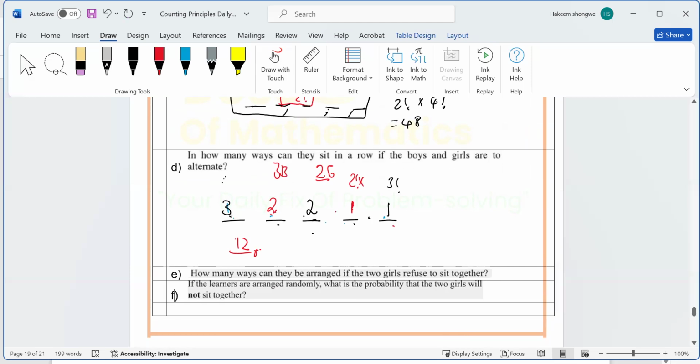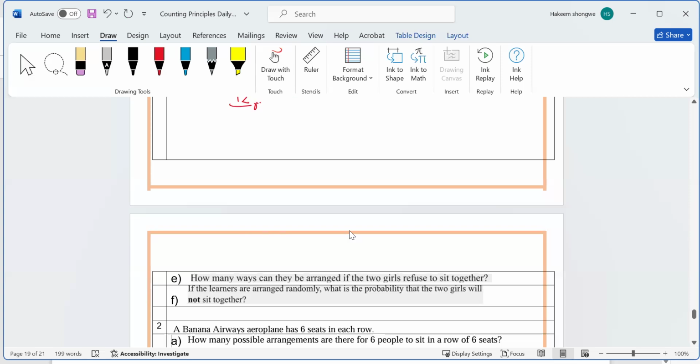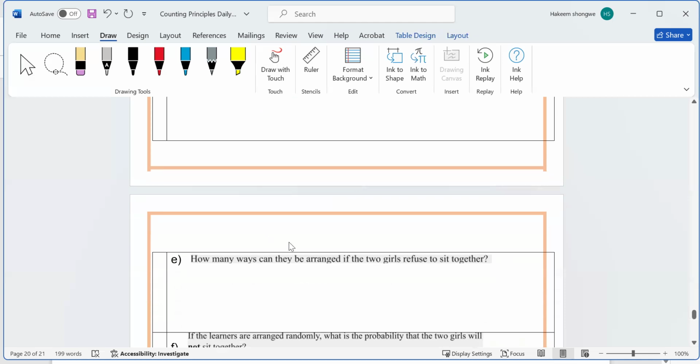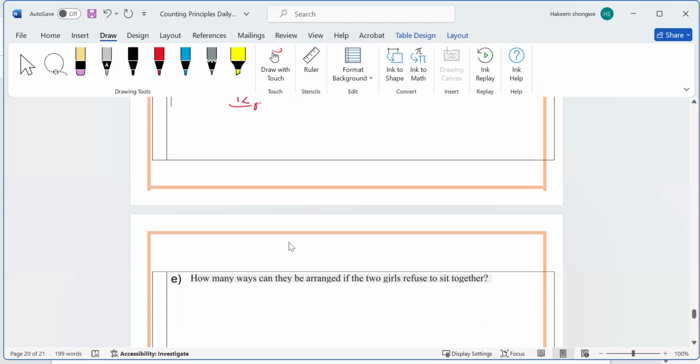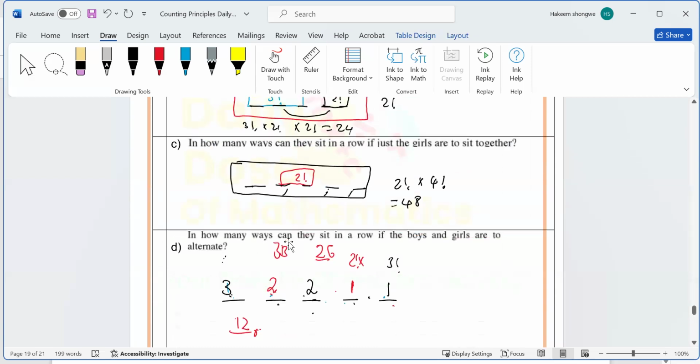How many ways can they be arranged if 2 girls refuse to sit together? Yes, they don't want to sit together. And then it had to be girls not sitting together. So instead of doing the knot, let's do the girls sitting together. We already know in how many ways the girls can be seated together. We did it at the top here. So we know the girls are seated together 48 times.